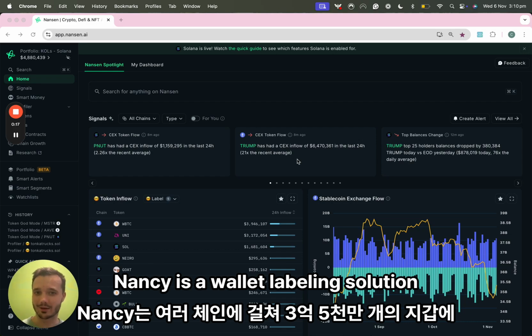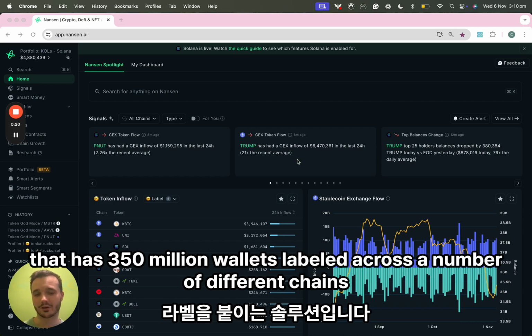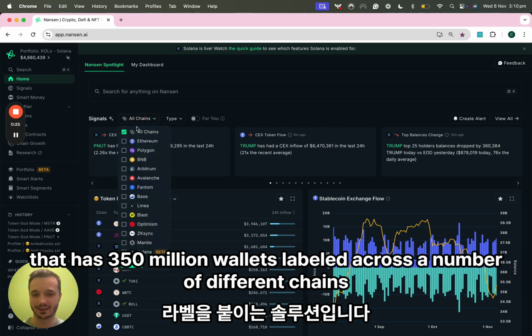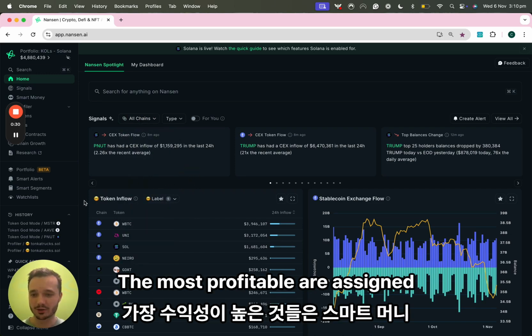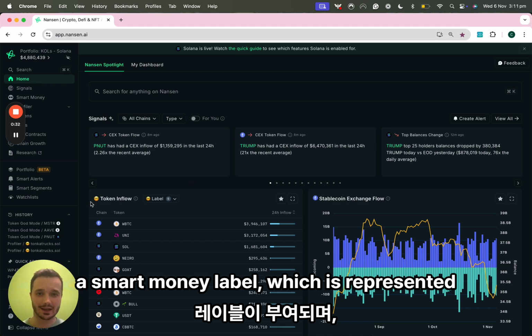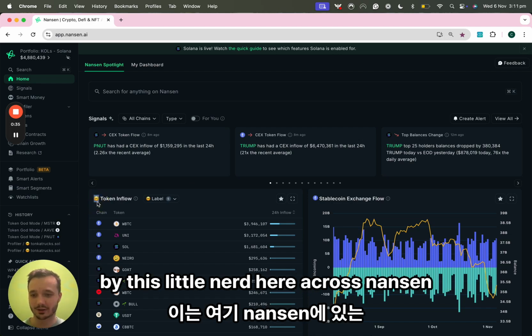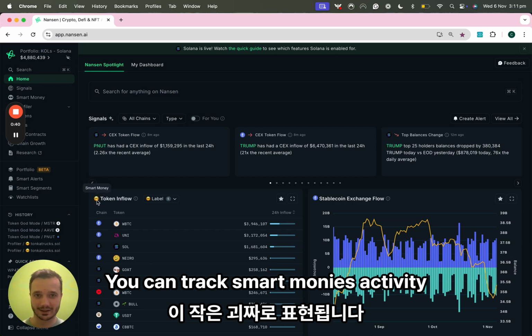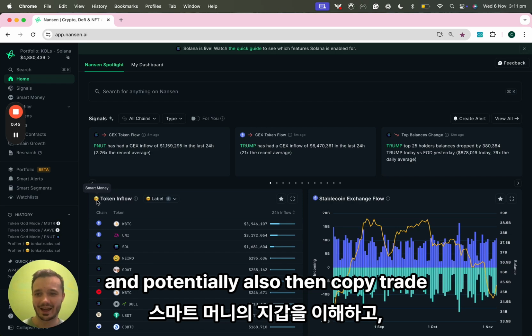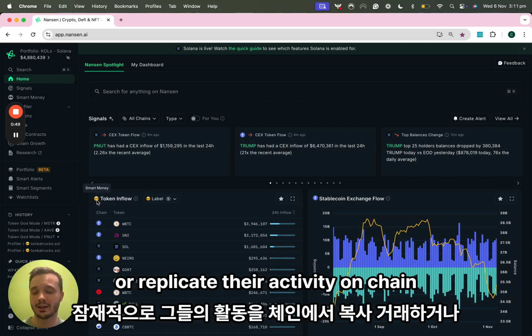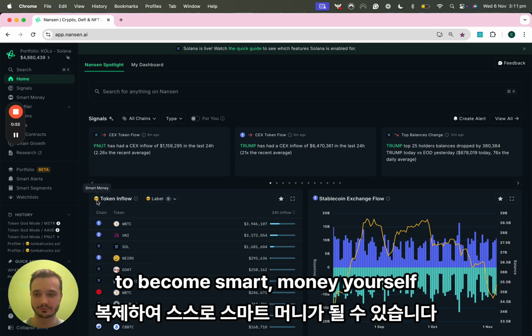Nansen is a wallet labeling solution that has 350 million wallets labeled across a number of different chains. Of those 350 million addresses, the most profitable are assigned a smart money label, which is represented by this little nerd here across Nansen. You can track smart money's activity to get inside smart money's wallets and potentially also copy trade or replicate their activity on chain to become smart money yourself.